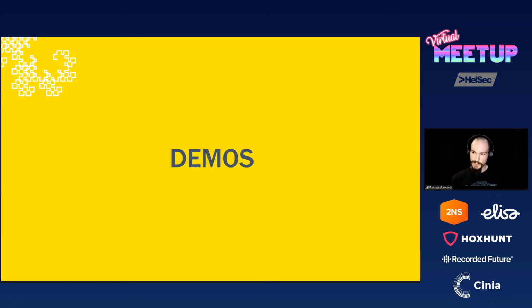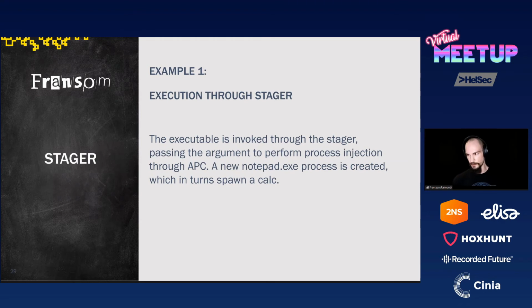So now there are some videos that show some of the ways you can use to run Fransom, and these are very short videos, a few seconds for each. The idea is just to give an idea of how you can execute the tool in different contexts. The first example is the execution through the stager. Here, the stager is invoked through the command line, which in turn will download, decrypt, and execute the Fransom assembly in memory.